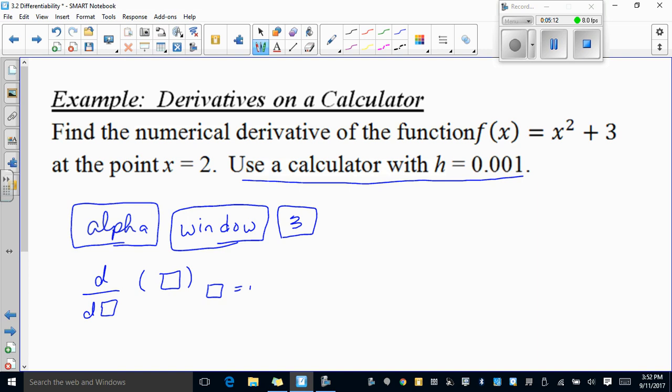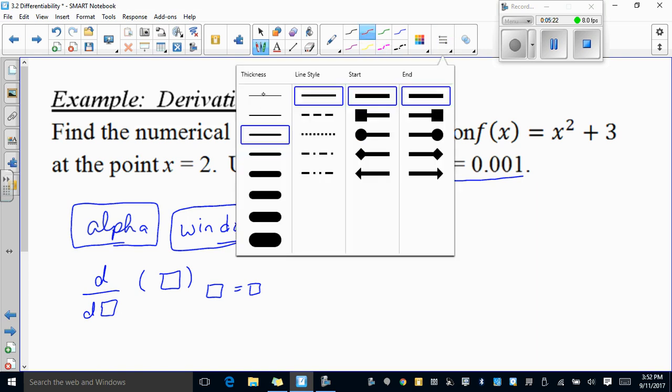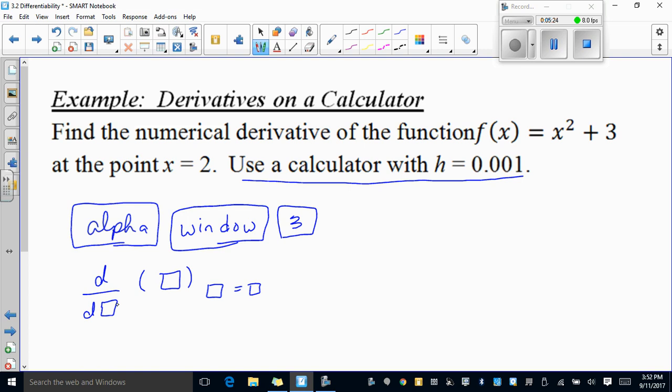And the question is, what am I putting in? Well, I'm going to do my best to type this in, so I'm going to put it in red, so it looks a little different. This is going to be x. And if you notice, this box went to x when you put this one in. You're going to put your function in here, so x squared plus 3, and it'll nicely expand for you.